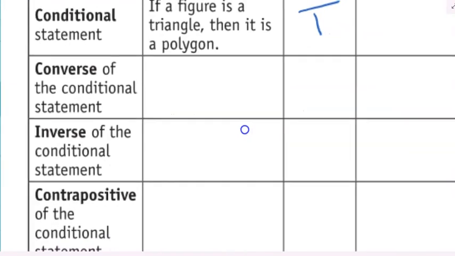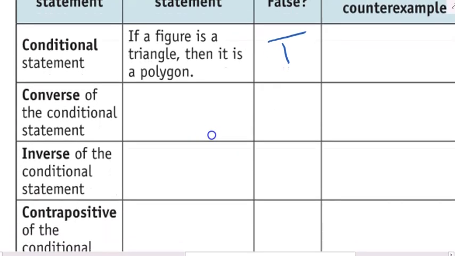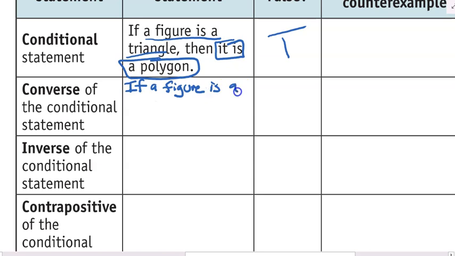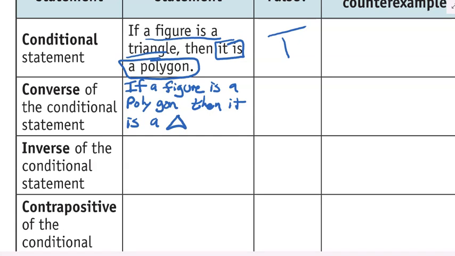For the next one, I'm going to write the converse of that conditional statement: if a figure is a triangle, then it is a polygon. I'm going to take the hypothesis and the conclusion and switch them. So what was the conclusion is now the hypothesis: if a figure is a polygon, then it is a triangle. Okay, is that a true statement? Meet the hypothesis: if a figure is a polygon, think of any polygons: triangles, quadrilaterals, pentagons, hexagons, heptagons. Can you think of any that do not meet the conclusion of being a triangle? Yeah, any of the other ones that I listed. A quadrilateral is a good example. So this is false, and you could say a quadrilateral.